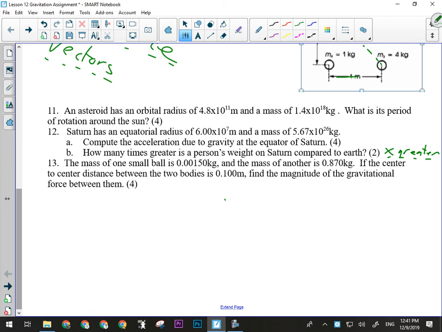All right, and then for number 13, we've got a ball that's got 1 mass and another ball that's quite a bit bigger. If the center-to-center distance between the 2 bodies is 0.1 meters, we're looking for the magnitude of the gravitational force between them. So make sure you read the questions carefully so you're calculating the right things. Any questions on this?